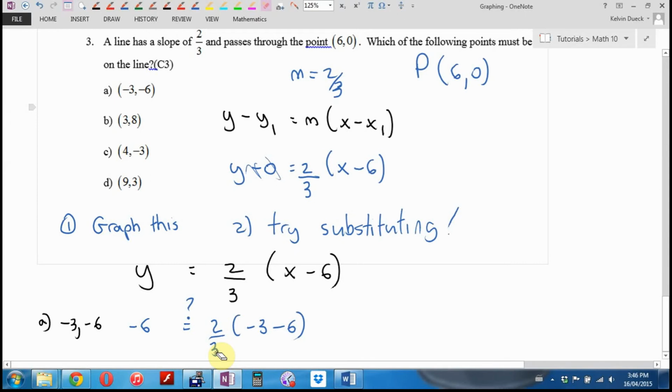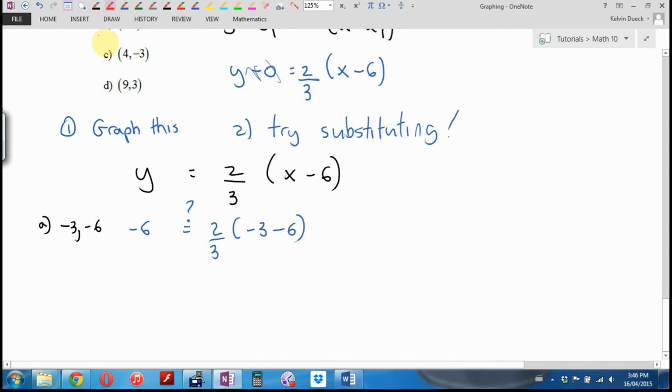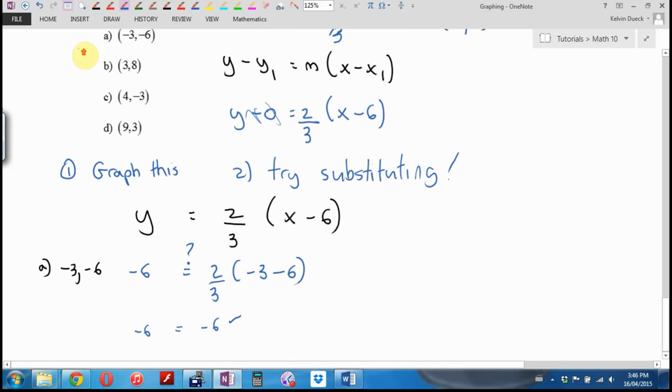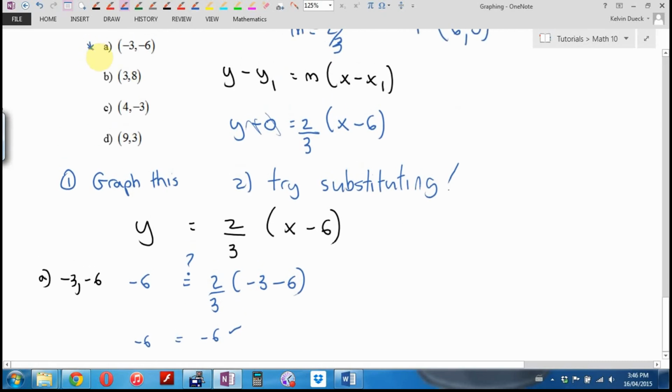Here, I end up with a true statement. So right now I'm leaning towards A. In fact, it is A. But let's suppose we missed that. Let's try the next one. Let's show you one that doesn't work.